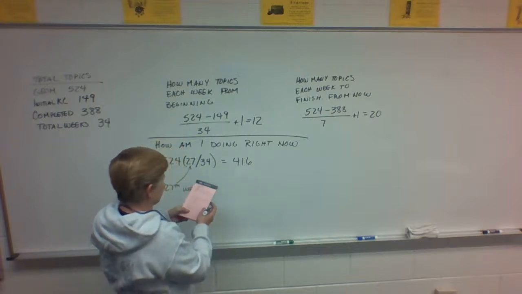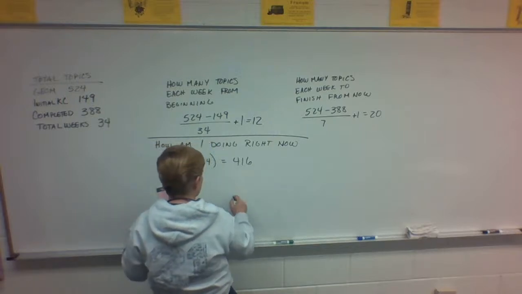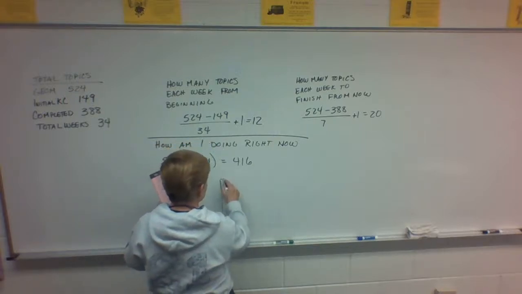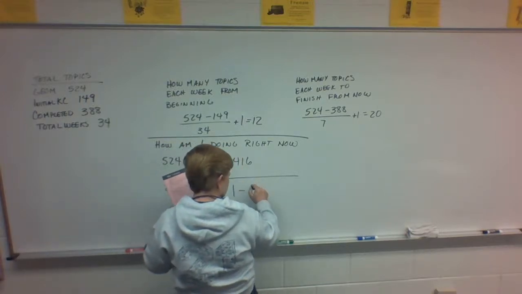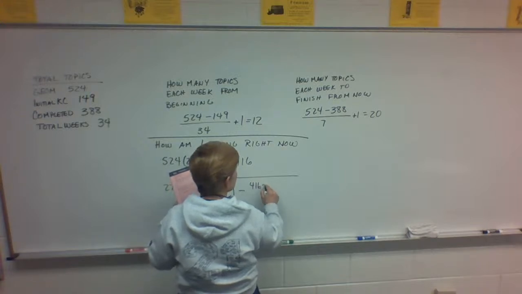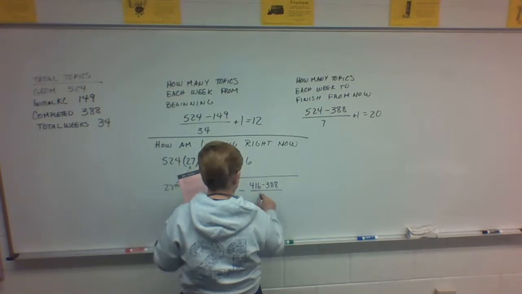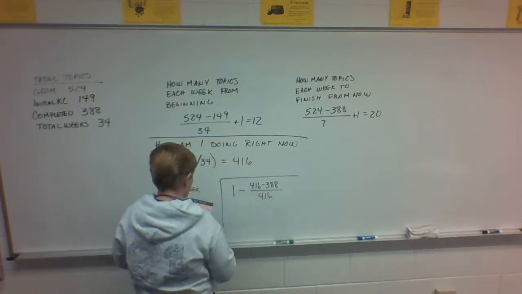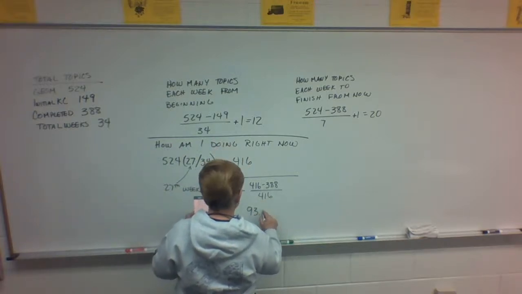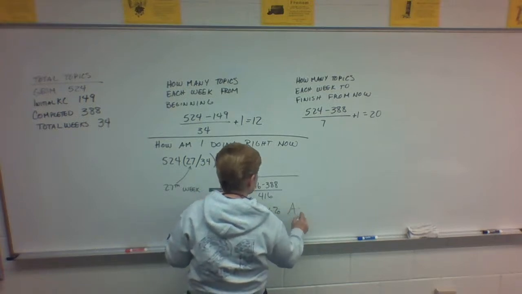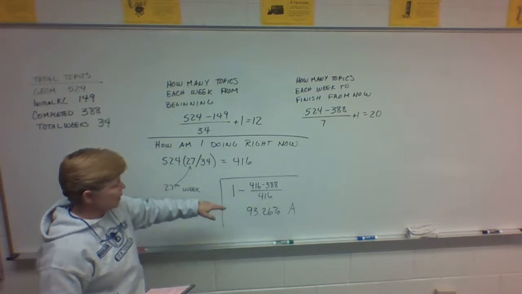So now, to figure out how they're actually doing right now, we take 1 minus the deficiency, which is 416 minus 388 divided by the 416, because that's where they should be at. And we get a value of 93.26%, which is an A. Even though the person's behind by that far, they're not that far behind. And so right now they would have an A.